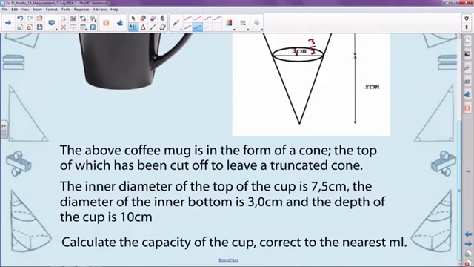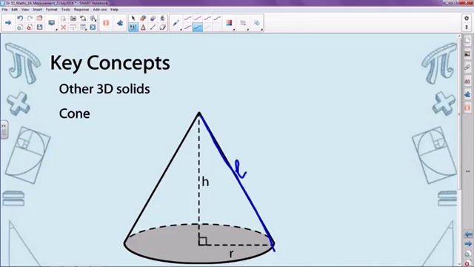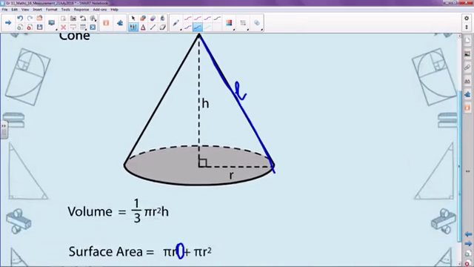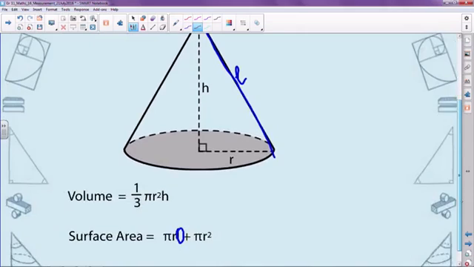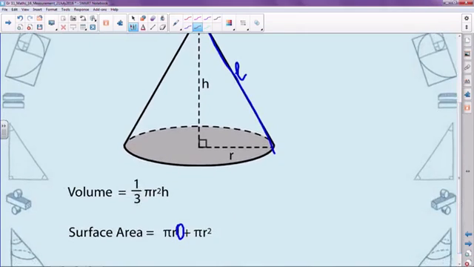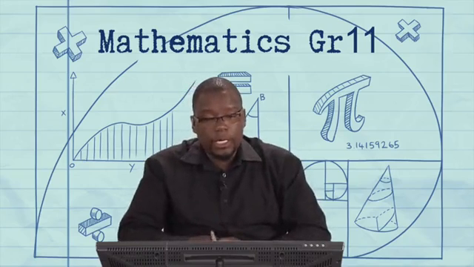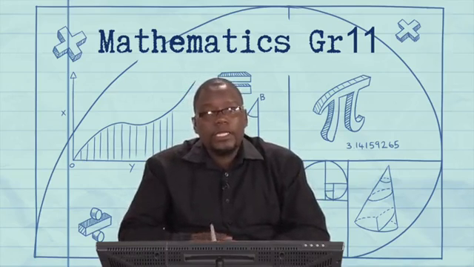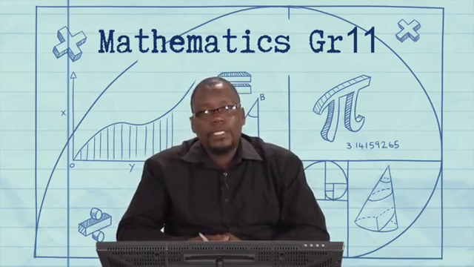So now what you need to do, guys, because I've given you the formula as well, is work out the volume. Remember, the volume is given by 1/3 pi r squared h, and then your r at the top is 7.5 divided by 2, and then you need your height as well, and then you substitute, then you get your volume, right? Guys, you'll be getting your solutions on the site, and I hope it helped.